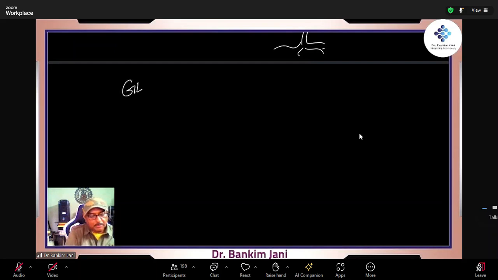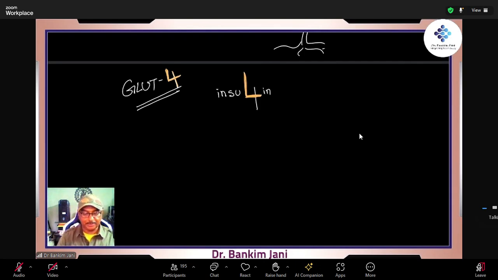Comes GLUT4. But we'll write 4 like this. I know we can easily write it like this, but we want to write 4 like this. And over here, we write insulin, in small letters, INSULIN. This is how we write. This will give the visual impression. So this is insulin dependent. Insulin dependent.